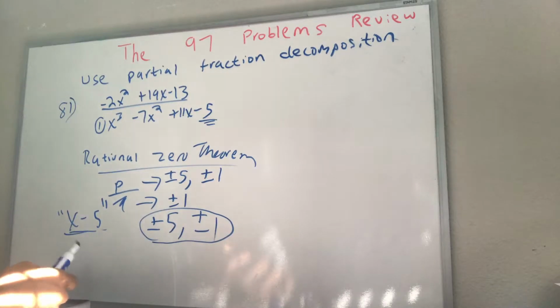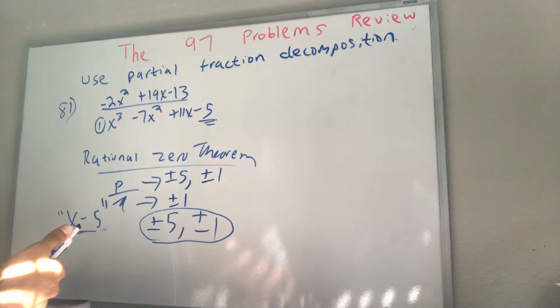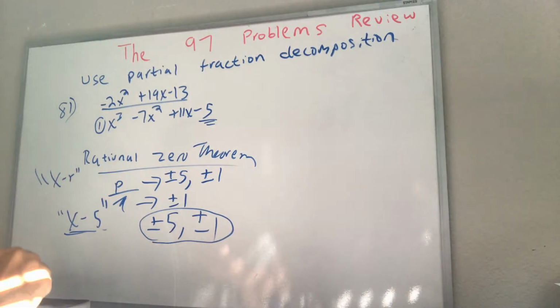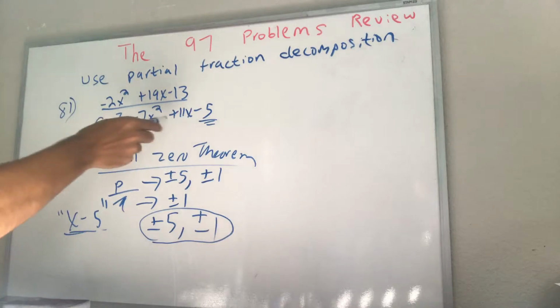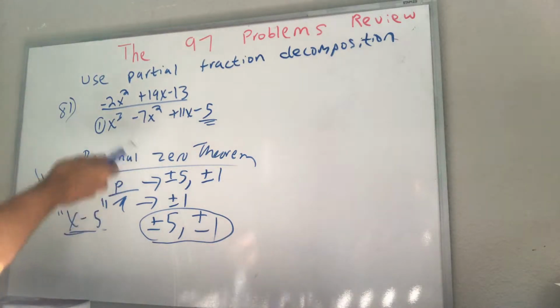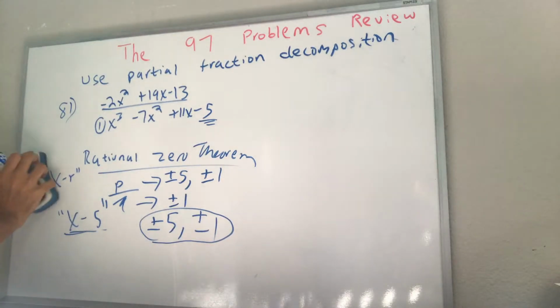That would be using synthetic division. That's the remainder theorem. If you're dividing something by x minus r, and then you plug the r into this and you get 0, well, then x minus r is a factor of this polynomial.